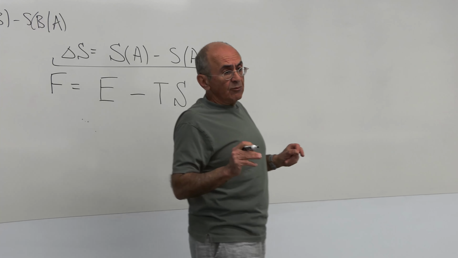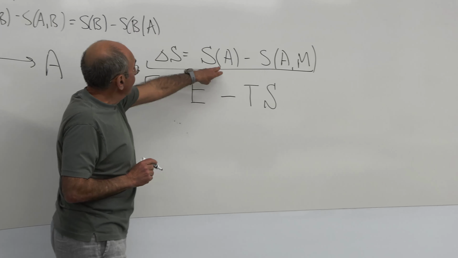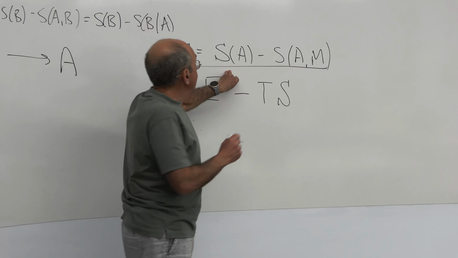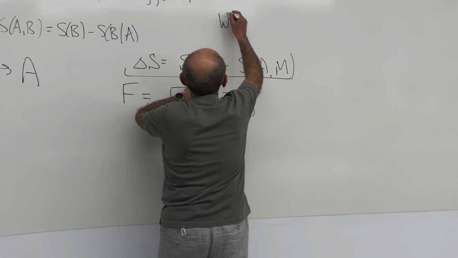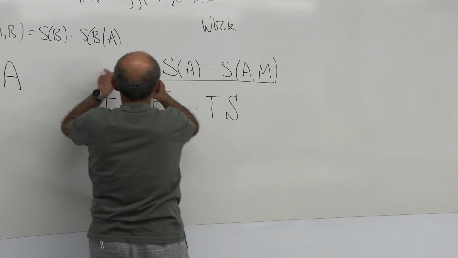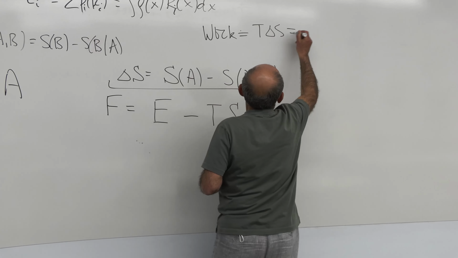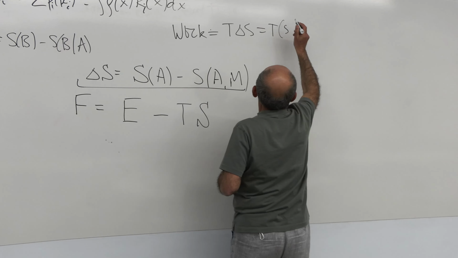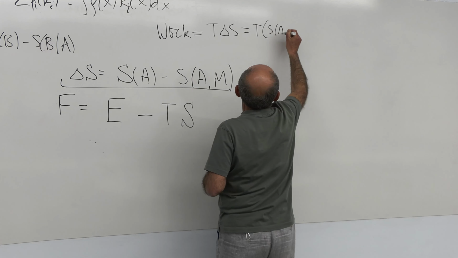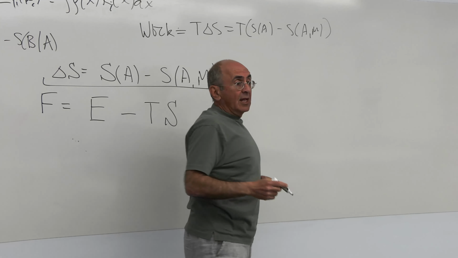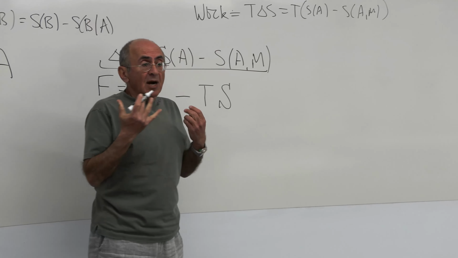So it tells us the following simple truth. If you do all this measurement at a temperature T, then you must do work. Any such measurement requires work of T times S of A minus S of A and M. And it is exactly like Maxwell said.